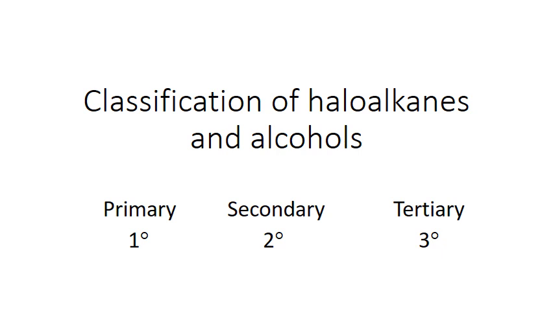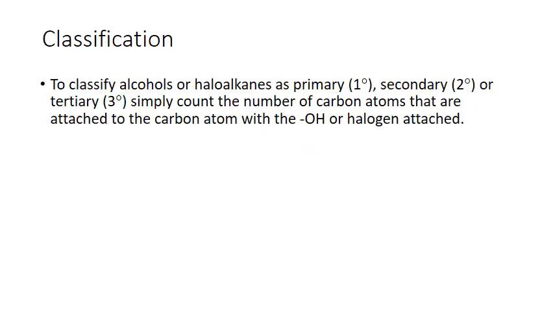The last bit we're going to do that kind of fits into the realm of naming or drawing isomers and things like that is the classification of haloalkanes and alcohols. And we can designate them as either being primary, which is 1°, secondary, 2°, and tertiary, 3°. And it's quite straightforward really.